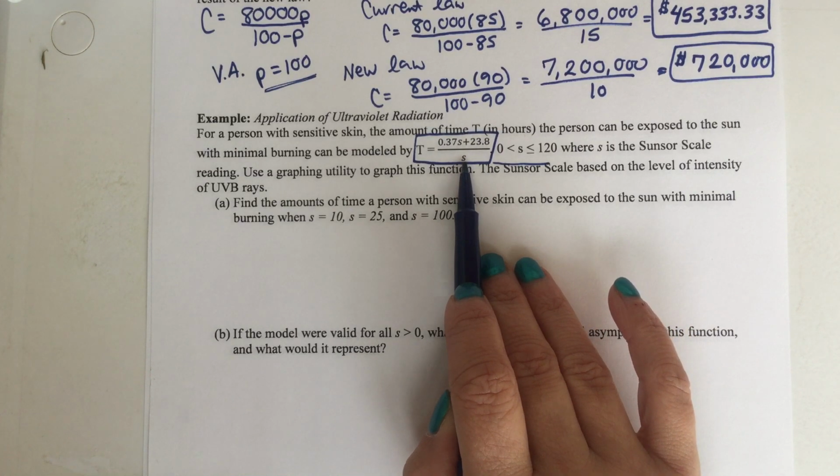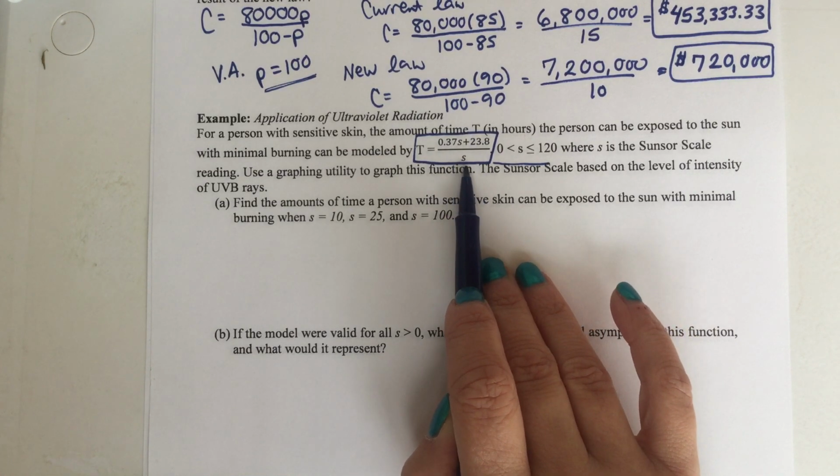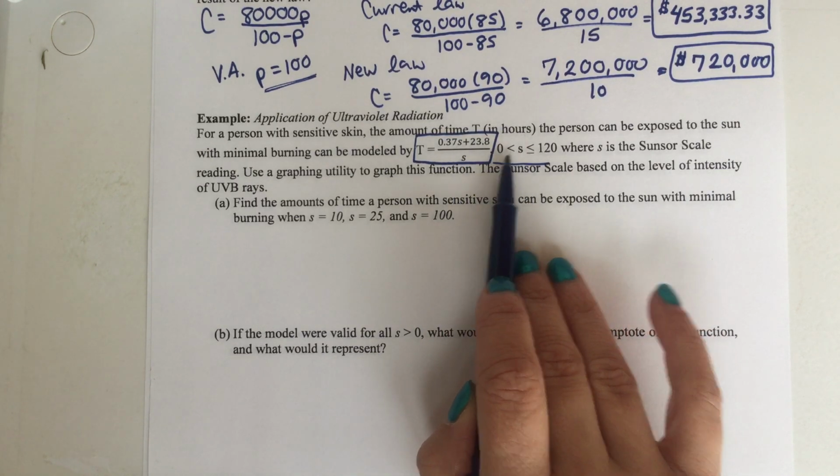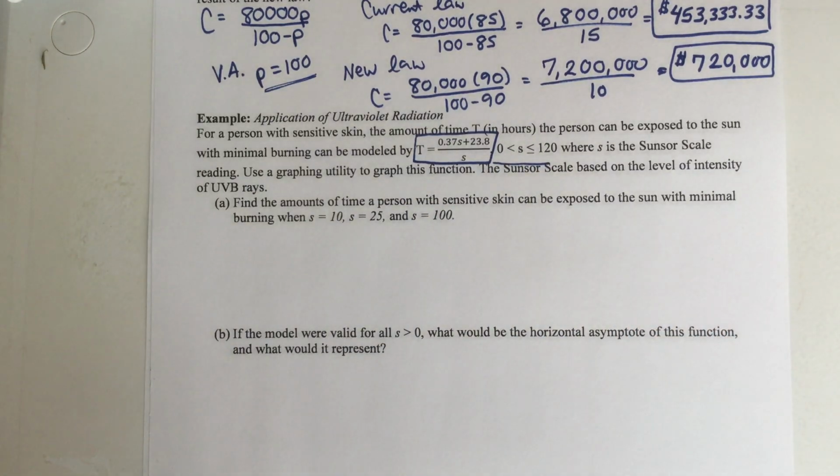So when I go to figure out my vertical asymptote, remember you use the denominator. This wouldn't be a hole because I can't cancel it. It would be a vertical asymptote at 0. And it goes up to and including 120. Use a graphing utility to graph the function.